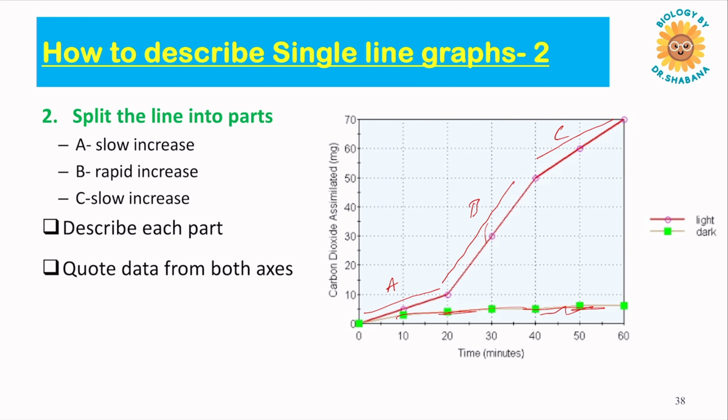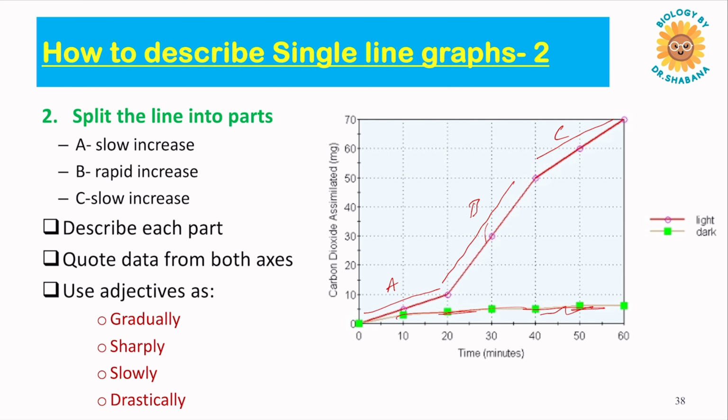Describe each part, and you can quote data from both the axes, and you use adjectives. A slow increase, slowly, or gradually, right? So gradually and slowly. And if it's steeper, you can use the word sharply or rapidly or steeply. Any of these words will do. And when it slows down, when it flattens out, you can say again that there's a slow increase in the last part. From this point to this point, there is a gradual increase, right? So learn to use these adjectives.